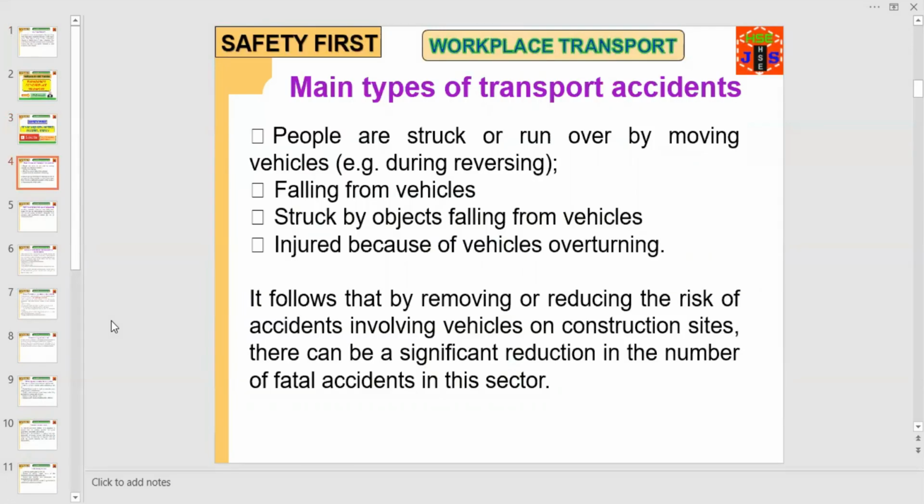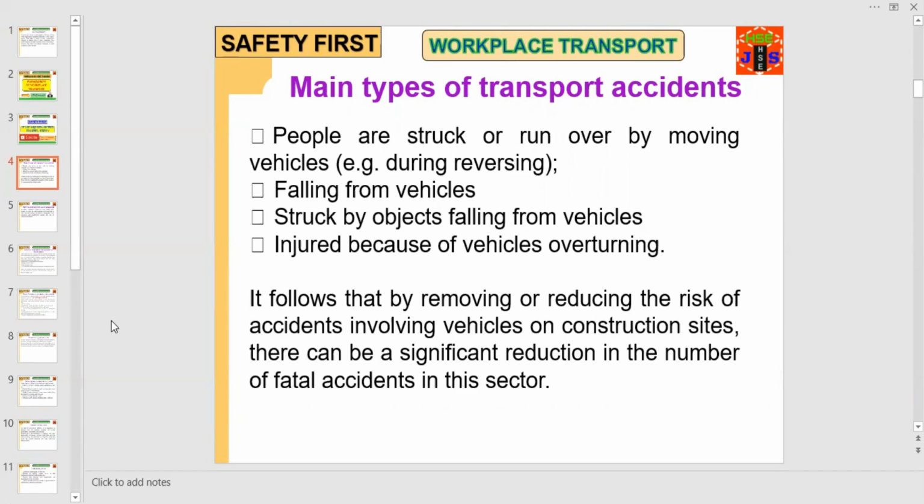Let us discuss now the main types of transport accidents in the workplace. Number one, people are struck or run over by moving vehicles, most probably during reversing. Number two, falling from vehicles. Number three, struck by objects falling from vehicles. And number four, injured because of vehicles overturning.